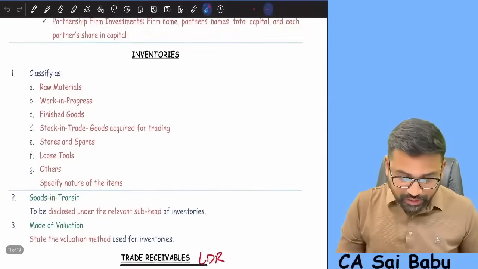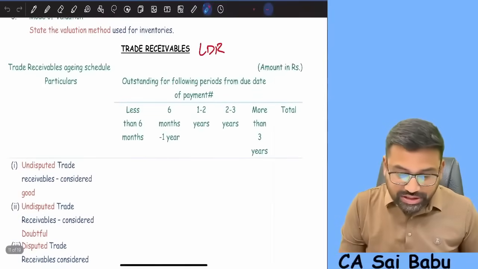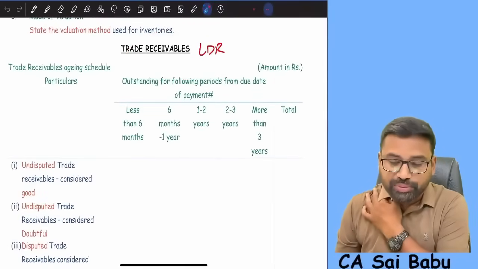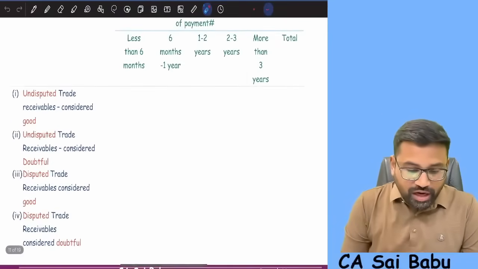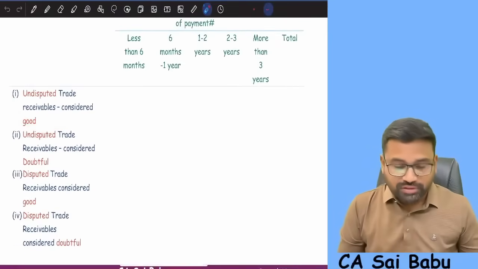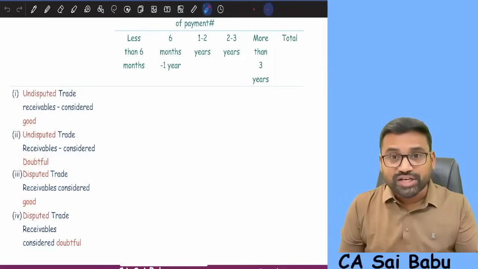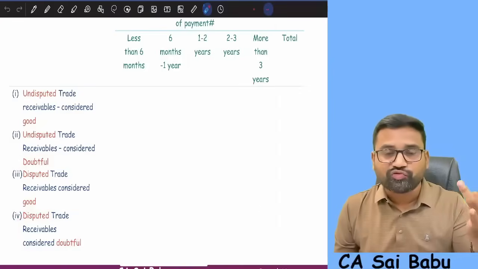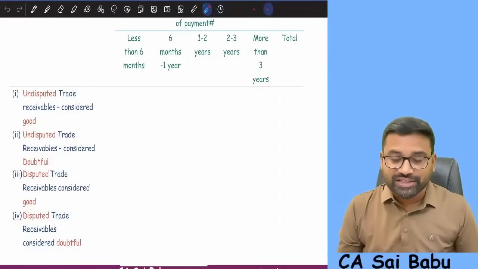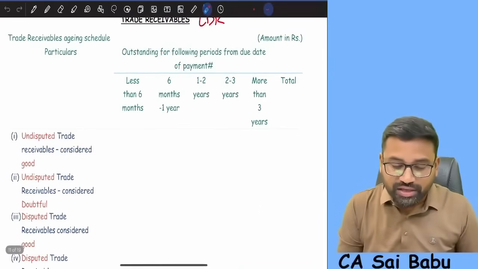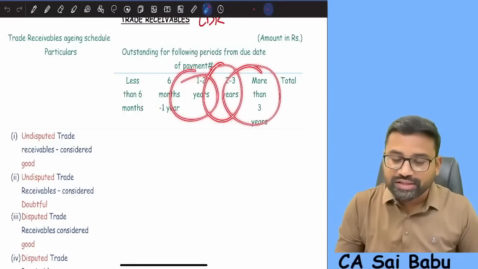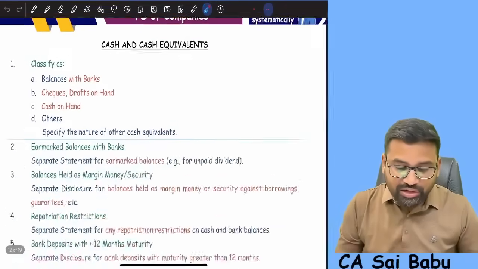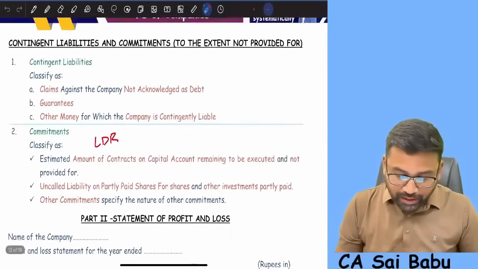Next, whenever you are presenting trade receivables, relating to trade receivables, sir, we need to prepare an aging schedule. This aging schedule is generally classified into undisputed, considered good; undisputed but considered doubtful; disputed but considered good; disputed, considered doubtful. So remember this classification relating to trade receivables. And when it comes to the outstanding period: less than 6 months, 6 months to 1 year, 1 to 2 years, 2 to 3, more than 3. So this is the aging schedule. According to that, you need to classify the debtors.